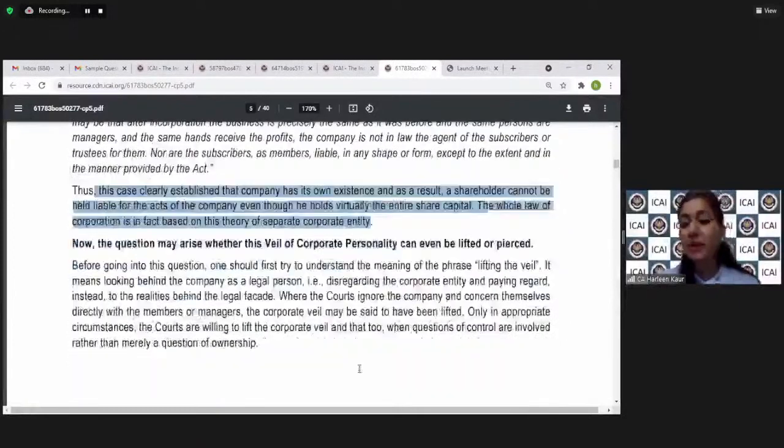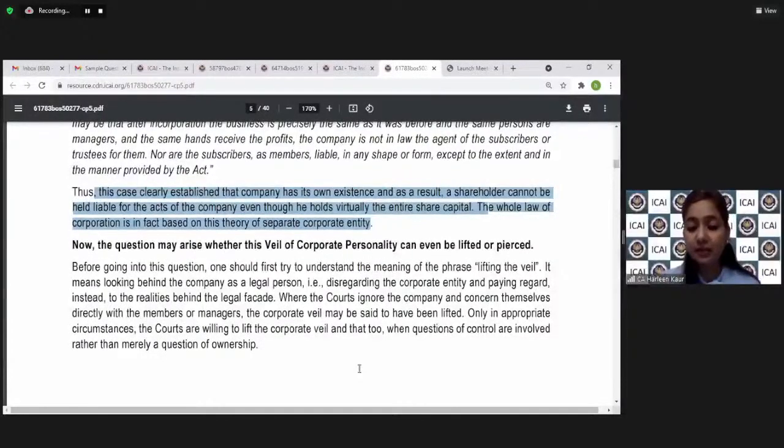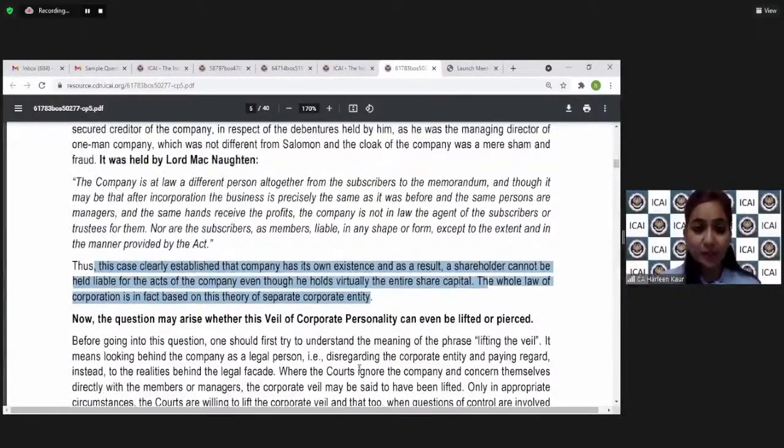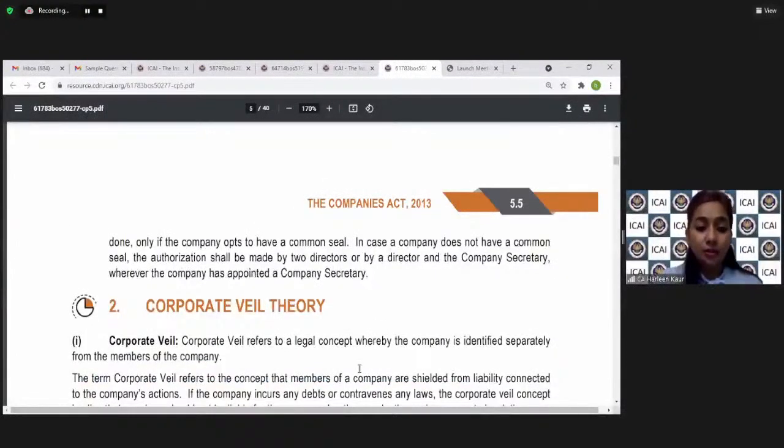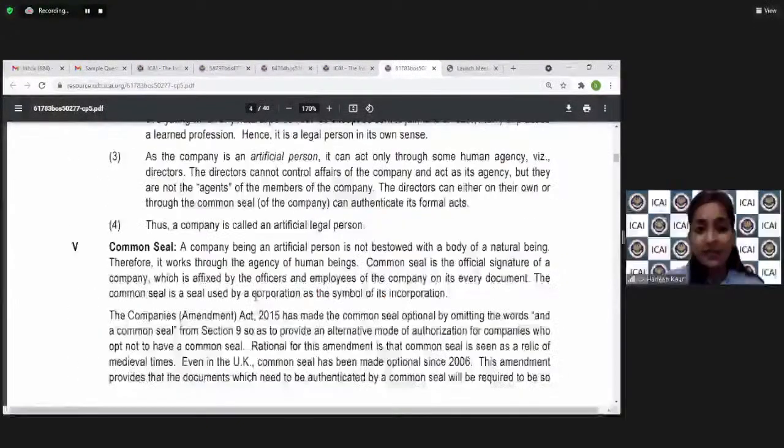Now the problem occurs. It says, can we lift this corporate veil? Yes, this corporate veil can be lifted in certain cases. But before that, as promised, let me take you to the Macaura case also. Those who are asking about the company seal, please read out this amendment. It's a very, very important amendment.